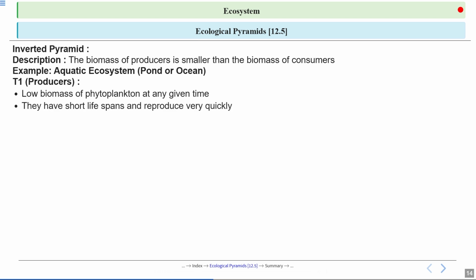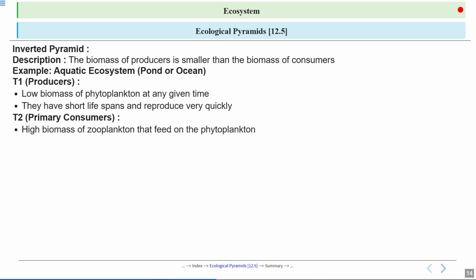Moving on to the next trophic level, which is occupied by the zooplankton. Trophic level 2 is occupied by the primary consumers, while trophic level 1 was occupied by the producers, the phytoplankton. These phytoplankton have a very short lifespan and reproduce very quickly. Clear? But their biomass is very low. Now, the second trophic level is occupied by the primary consumers, which are the zooplankton. Zooplankton feed on the phytoplankton. They are tiny animal-like organisms that eat the phytoplankton.